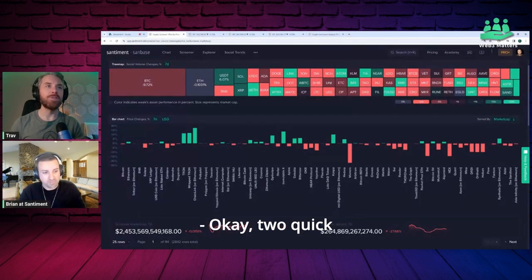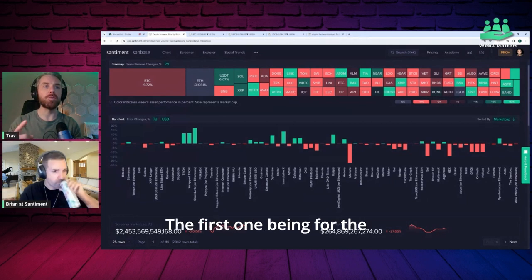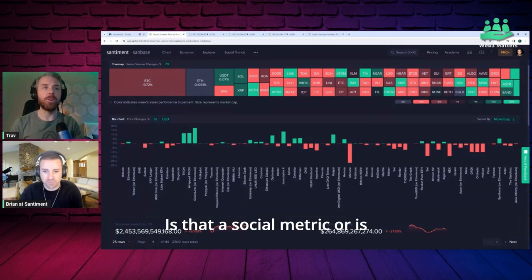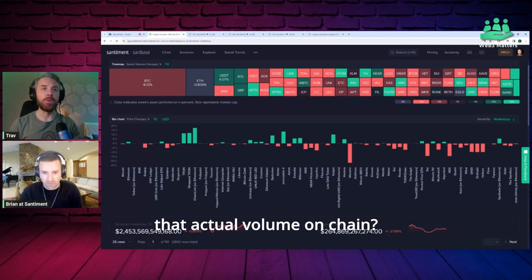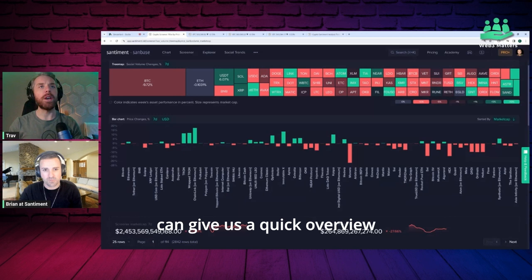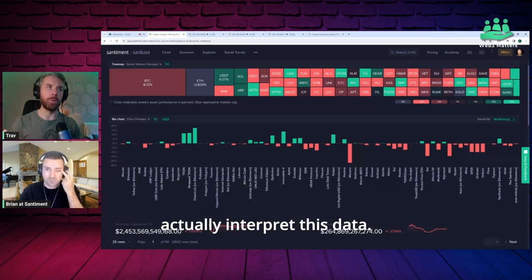Okay, two quick follow-up questions on that. The first one being, for the volume on the bottom right, is that a social metric or is that actual volume on chain? And then my second one is, I'm just wondering if you can give us a quick overview on how we can actually interpret this data.